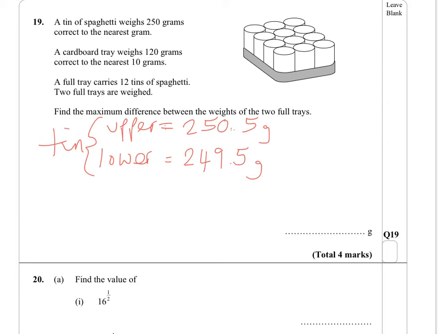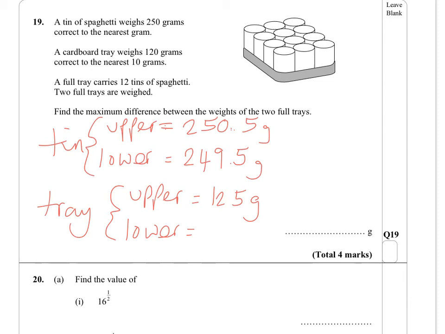Cardboard tray weighs 120 grams, correct to the nearest 10 grams. So, upper and lower bounds for the tray. What's the biggest it could be and still be rounded to 120 to the nearest 10 grams? Well, that would be 124.99999, etc. grams, which I'm allowed to say is 125 grams, and the smallest it could be and still be rounded to 120 grams is 115 grams.